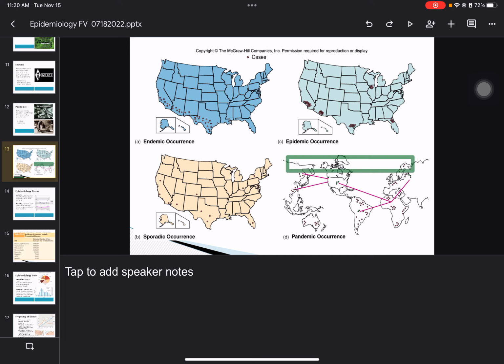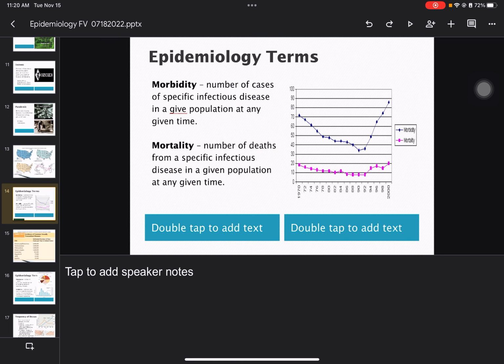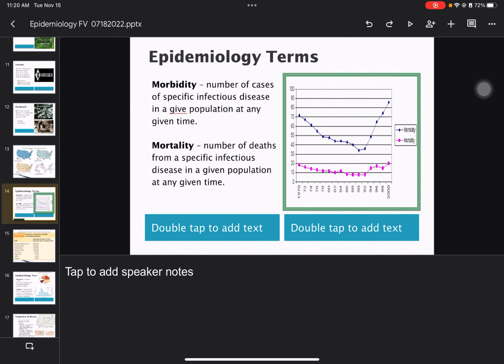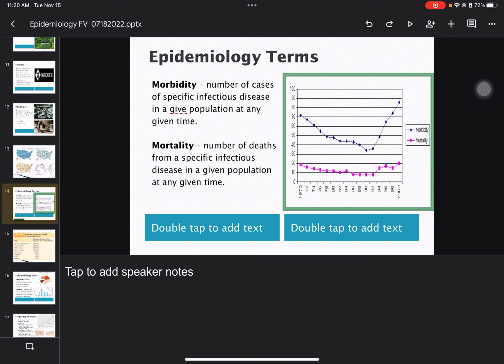Okay? So we talk about terms like morbidity and mortality. Morbidity are the number of cases in a given population, mortality, number of deaths. And they're usually given as rates, right? So for instance, the mortality of tuberculosis in Austin, Texas is 10 for every 100,000 individuals, right?